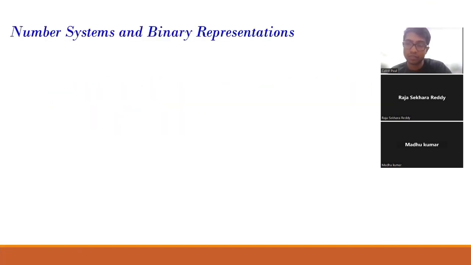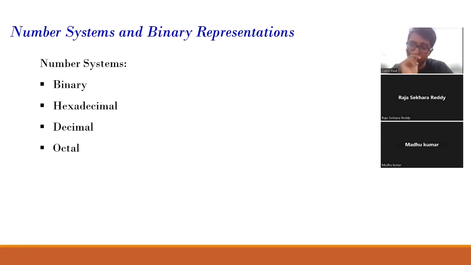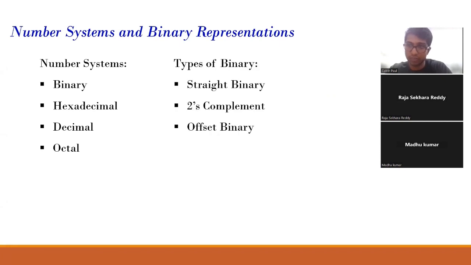So we'll be starting with number systems. We also discussed last time that numbers can be binary, hexadecimal, decimal, or an octal representation. But here we will mainly consider binary and decimal. And in binary, it can either be signed or unsigned. Straight binary is unsigned and can only take positive values. But 2s complement and offset binary are signed representations of binary numbers, and they can take positive as well as negative values.